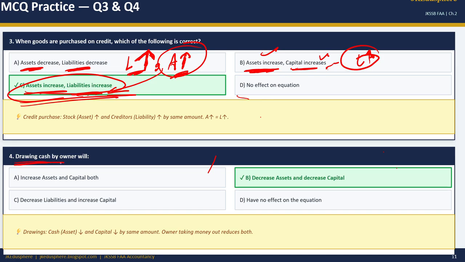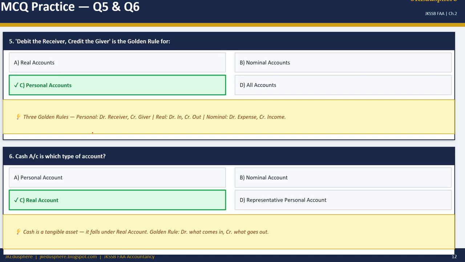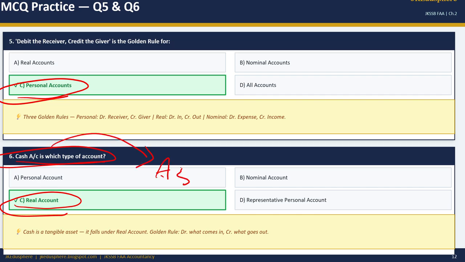Next is drawing cash by the owner will obviously decrease the asset and decrease the capital. So debit the receiver is golden rule for personal accounts. Debit the receiver and credit the giver. Next is cash account is which type of account? Cash is a real account. Why? Cash is an asset. What type of asset is it?